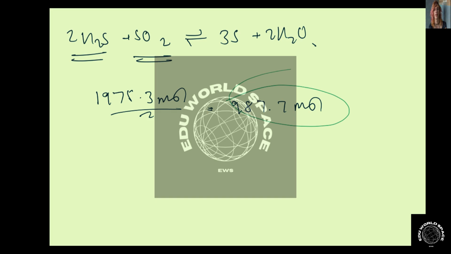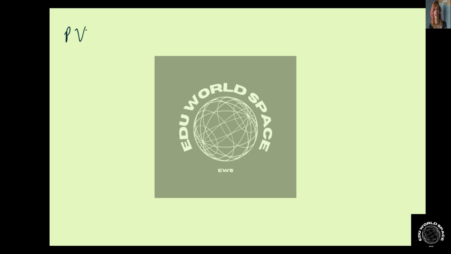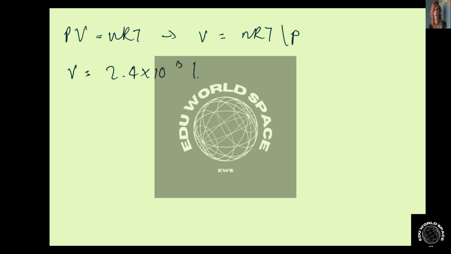So in the second part, we're taking a look at the ideal gas equation, which is PV equals nRT. Rearranging for V is nRT over P. Where we calculate volume, that is 2.4 times 10 to the 3 litres. And therefore, the volume of H2S required is 2.4 times 10 to the minus 3 litres.